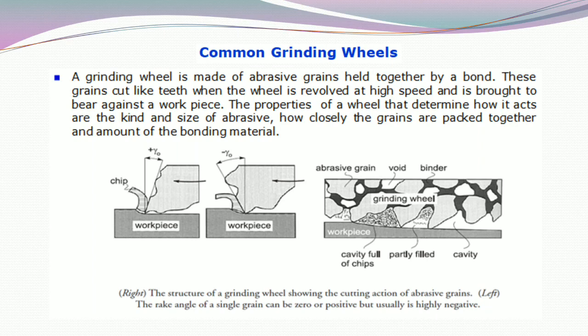See here, there are two figures. In the second figure, there are abrasive grain, grinding wheel, bolt, binder, workpiece, cavity full of chips, partly filled cavity. All are indicated in the figure. On the right is the structure of a grinding wheel showing the cutting action of an abrasive grain. And in the left figure, the rake angle of a single grain can be 0 or positive, but usually is highly negative.